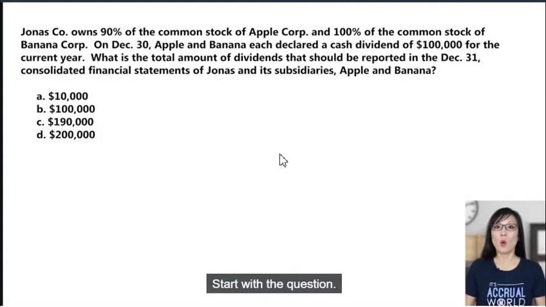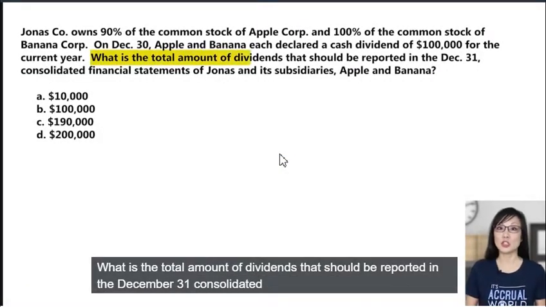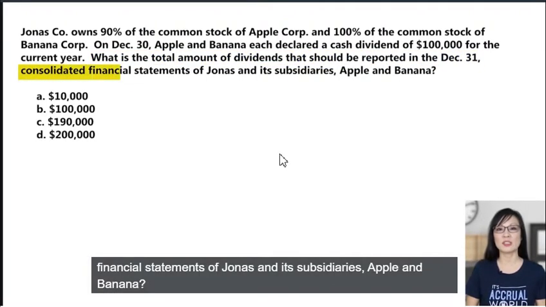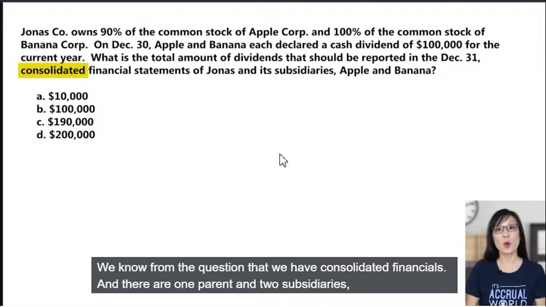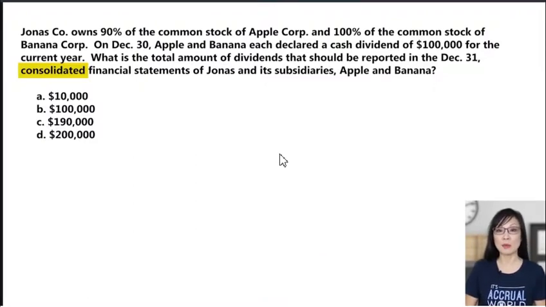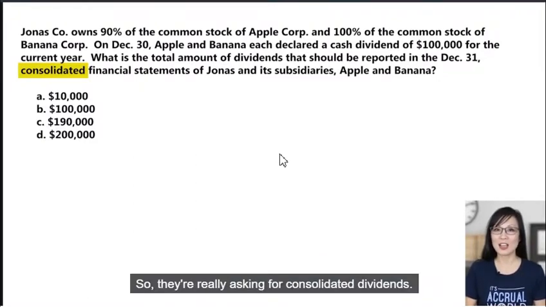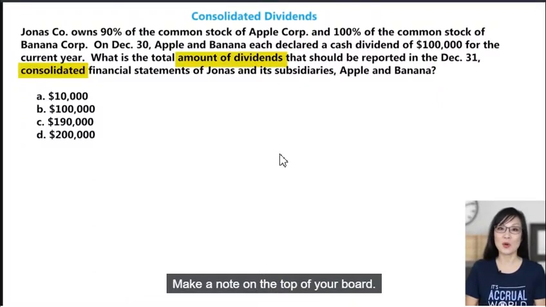Start with the question. What is the total amount of dividends that should be reported in the December 31st consolidated financial statements of Jonas and its subsidiaries, Apple and Banana? We know from the question that we have consolidated financials, and there is one parent and two subsidiaries, Apple and Banana. So they're really asking for consolidated dividends. Make a note on the top of your board.